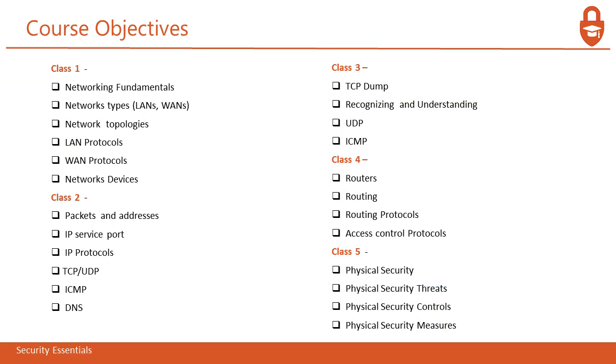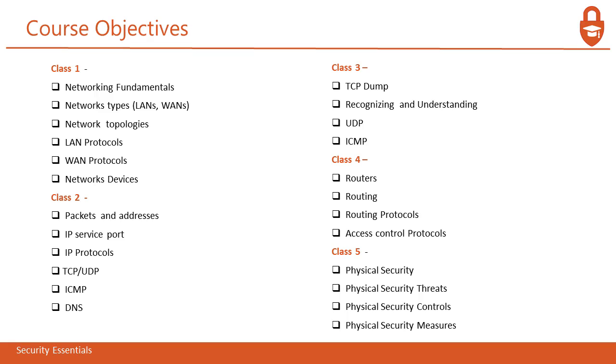So now we are going to start our first course, which is networking concepts. The objective of this course will be, in class 1, to get to know about networking fundamentals, network types, network topologies, LAN protocols, WAN protocols, and network devices. In class 2, you will get packets and addresses, IP service ports, IP protocols, TCP, UDP, ICMP, and DNS.